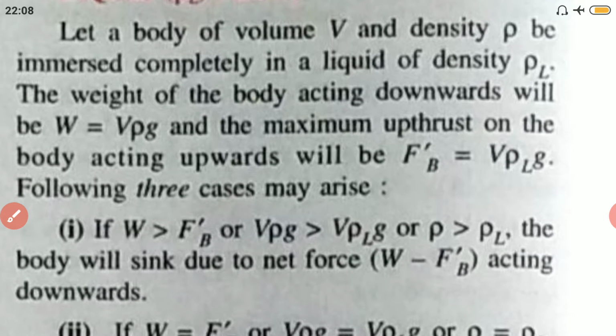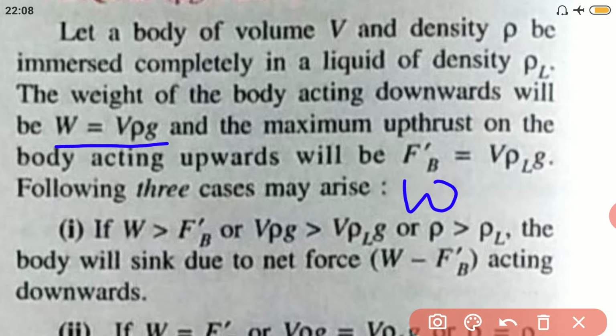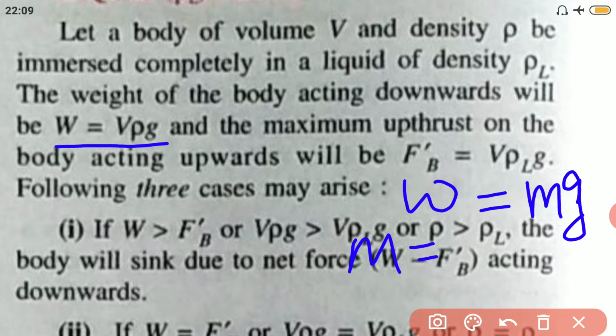So let us start the topic. Let a body of volume V and density rho be immersed completely in a liquid of density rho L. The weight of the body acting downwards will be W equal to V rho g. As you all know, W should be equal to mass into acceleration due to gravity, but mass is equal to volume multiplied by density. Hence, we can write W equals V rho g, replacing this m by V rho.